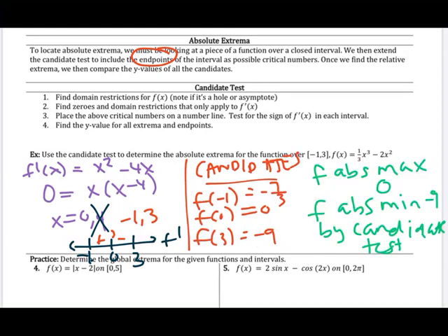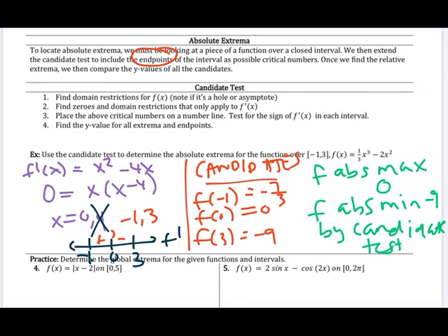So by the candidate test, we're identifying the absolute max and min. Notice I'm identifying the value of the function. I'm not identifying the x value. You need to be cautious at looking for what the question is asking for. The absolute maximum of the function on this interval is 0. The absolute minimum of the function on this interval is -9.